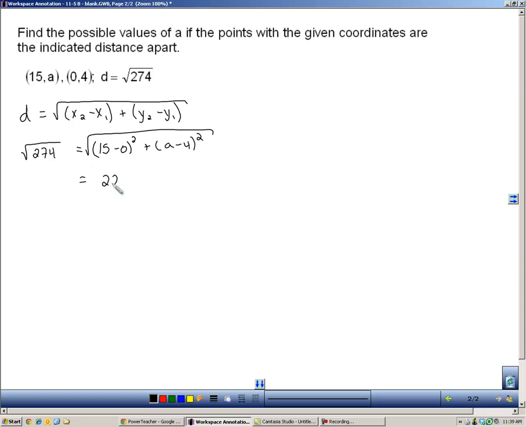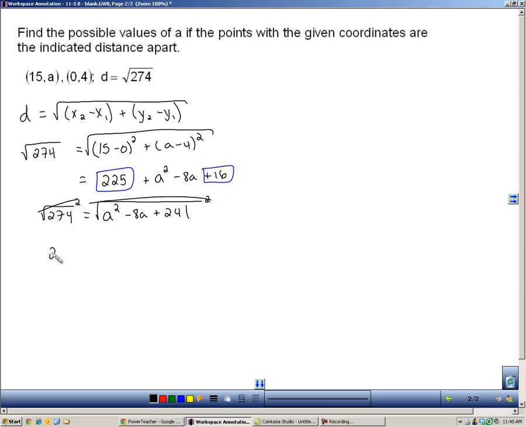15 squared is 225. A minus 4 squared is a perfect square trinomial: a squared minus 8a plus 16. These are like terms, 225 plus 16. So my new trinomial is a squared minus 8a plus 241. The square root of all that equals the square root of 274. To get rid of the square root, I'll square both sides and cancel. So 274 equals my trinomial.